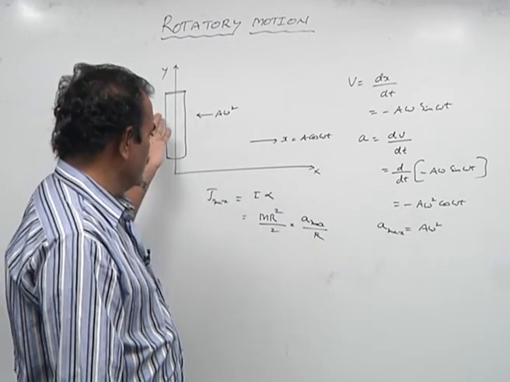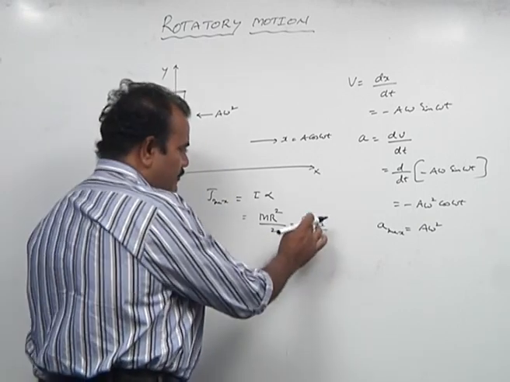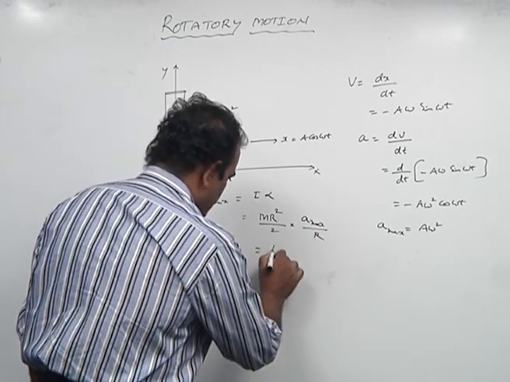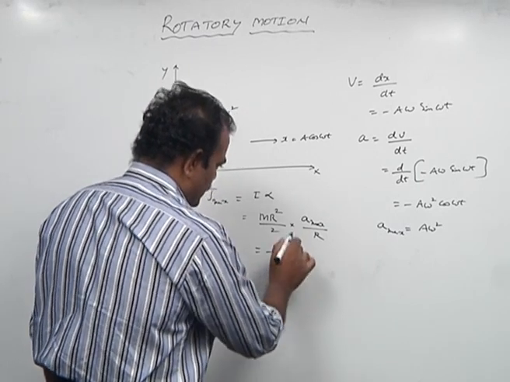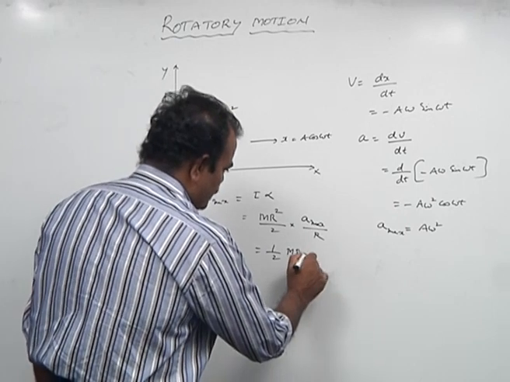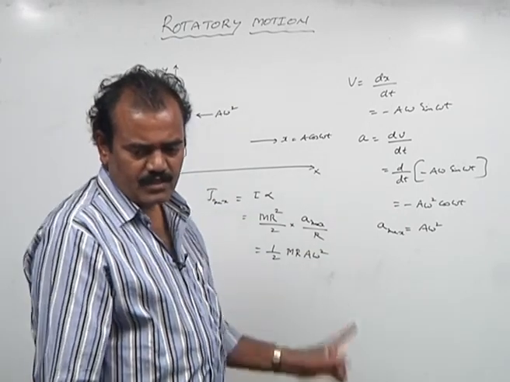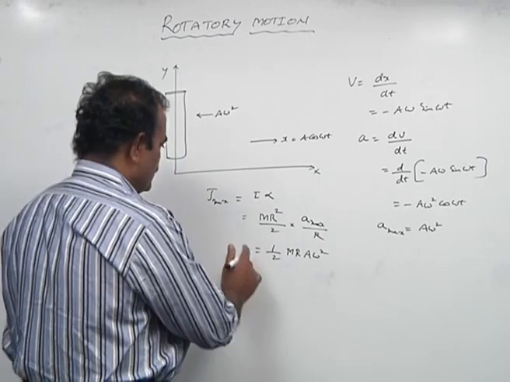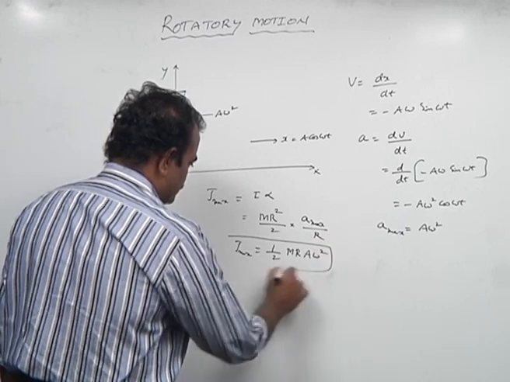The same formula comes here also. So mr square by 2 is there, and a maximum by r. So that is 1 by 2 mr square. So that is the mr, and here a maximum means a omega square. So the total answer becomes 1 by 2 mr a omega square. That is the maximum torque acting on that cylinder.